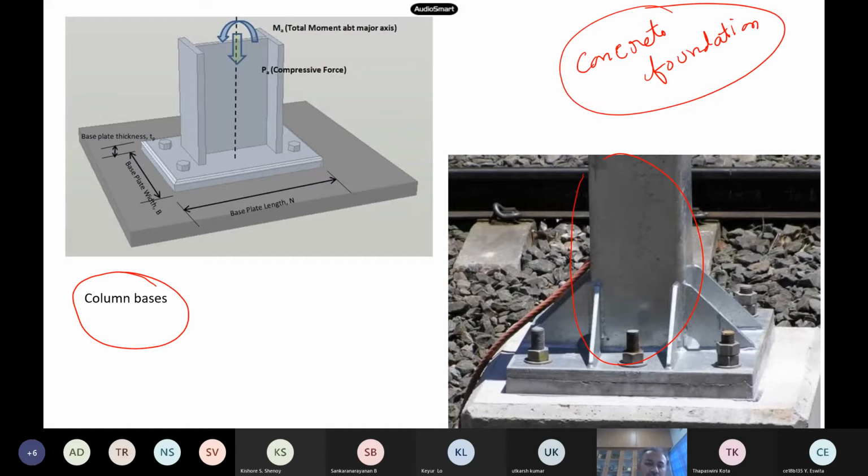Now what we try to do in reality: this is my column, say my I section. This is my concrete pedestal or whatever I have. To transfer the load, we design what we call the base plate. So this is my base plate, and this has to be designed. How much should be the base plate width? How much should be the base plate length? Like you can see here, this is my base plate, which will transfer the load.